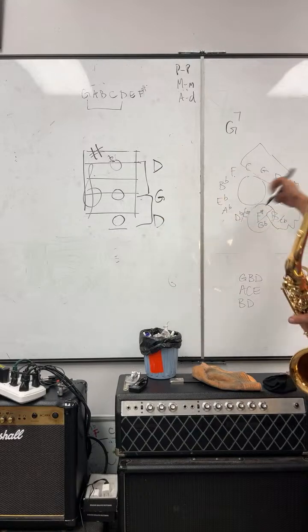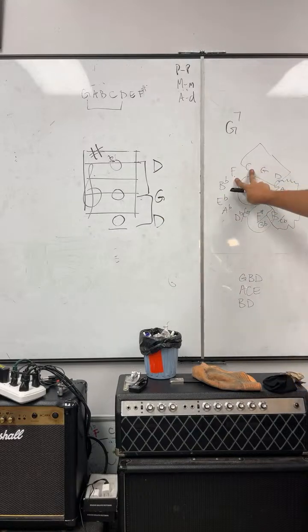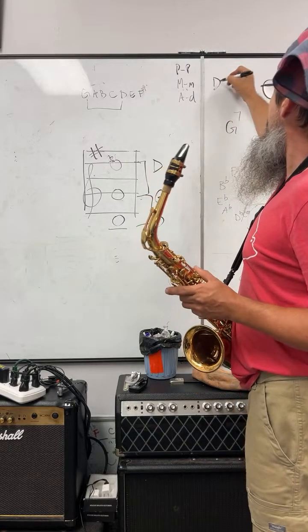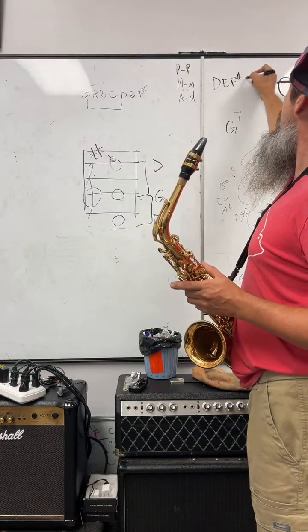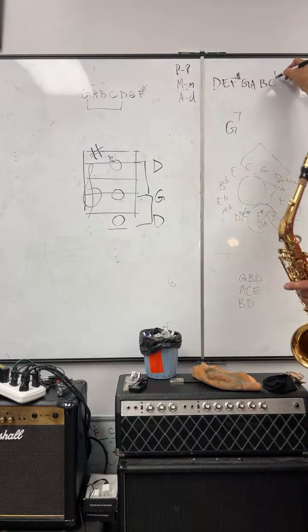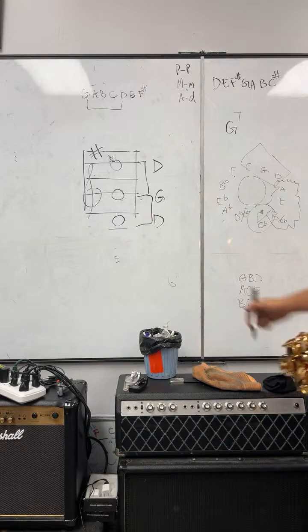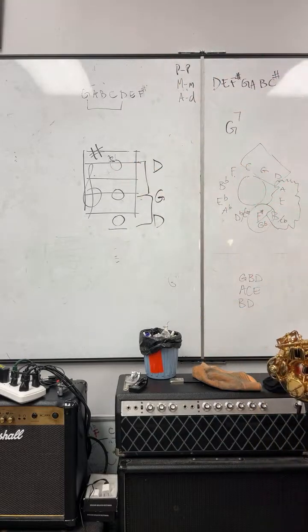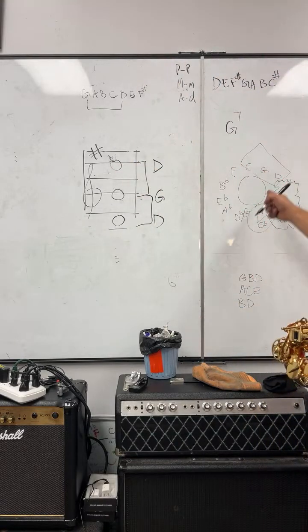Now watch this. How many are in D? Two. What are they? F sharp and C sharp. Cool. Let's write it. Ready? D, E, F sharp, G, A, B, and C sharp. But here's the crux. That's a D flat. That's not a D major.